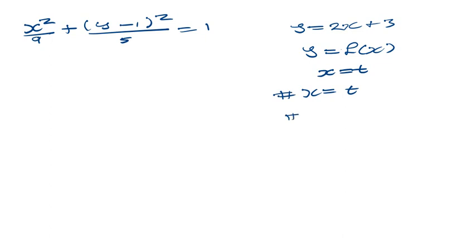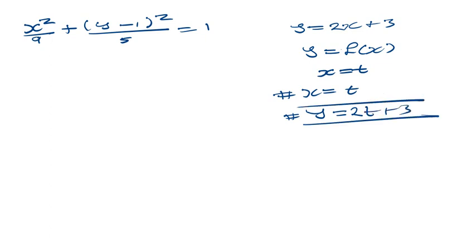Then the second one: y will be equal to, where this x you just substitute with t, that will be 2t plus 3. So these two are the parametric equations for this one right here. If you want, you can still do the reverse thing. It takes you back to that one there.